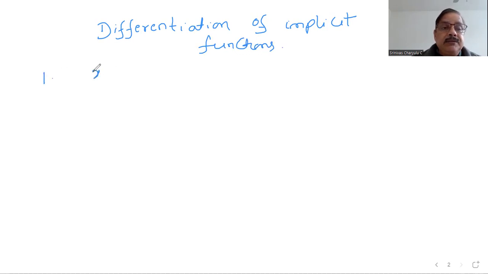X minus y is equal to pi. This sum looks like there is a relation between x and y, but it is not clearly told. So far, we have seen sums of this kind: y is equal to x square, y is equal to log, where clarity is there. But here, x minus y is equal to pi.